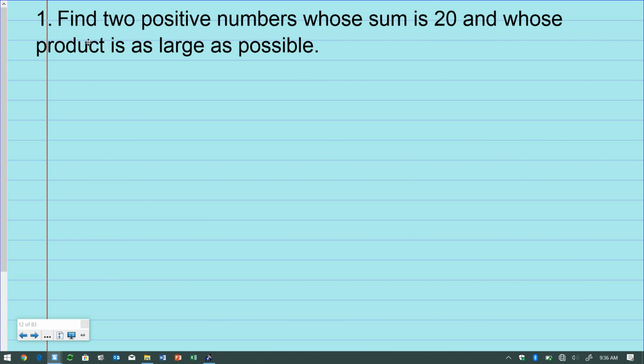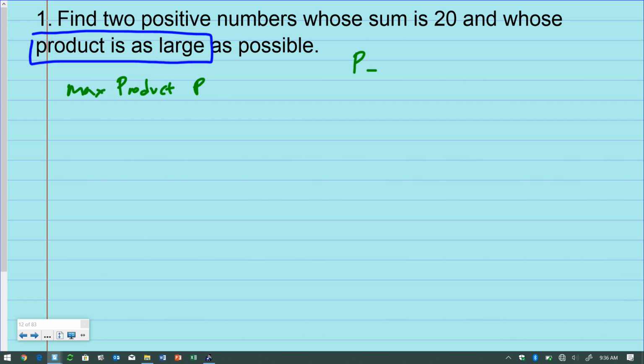First of all, I want to find two positive numbers whose sum is 20, whose product is as large as possible. So the first thing you do, and you guys have this in your notes, you can follow with me, is you're going to maximize your product. Everybody good with that? I'm going to call my product P. If you're trying to maximize your product, what you need is an equation for product. So my equation here is going to be multiplying the two numbers. Product equals x times y.